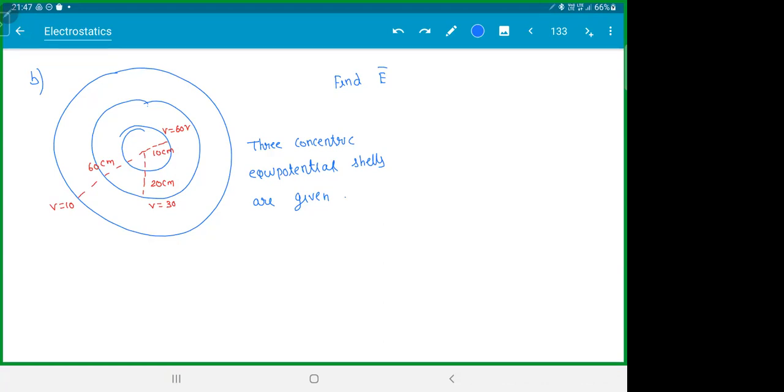See, there's a relation here which is hidden. V into R is 60 into 0.1, which is 6. Can you see that? V into R is 6. No matter how much you multiply, the product is always coming 6, isn't it? So V is equal to 6 by R. Field is equal to minus dou V by dou R. That will be 6 by R square. That's your field in the region.